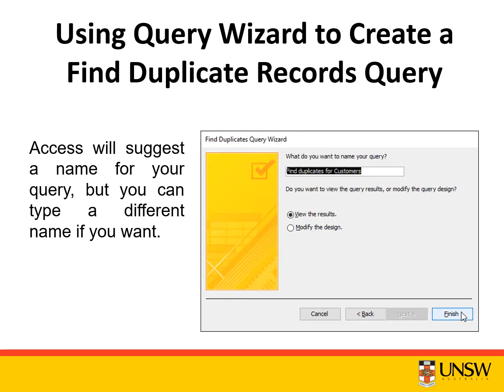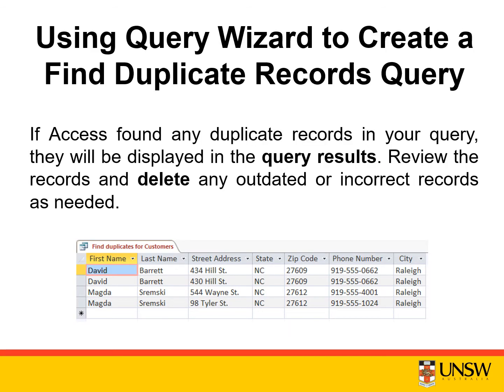In the last window, accept the suggested query name or enter a name and click Finish to run the query. After finding the duplicate records, you can either edit or delete them in the datasheet view. Watch Find Duplicate Records demo in the next slide.